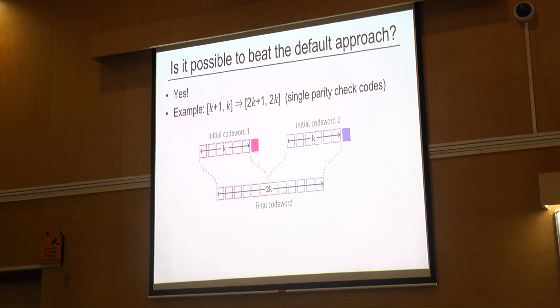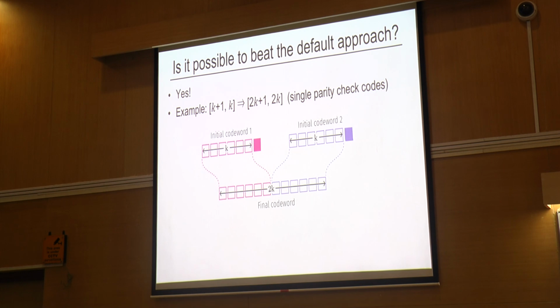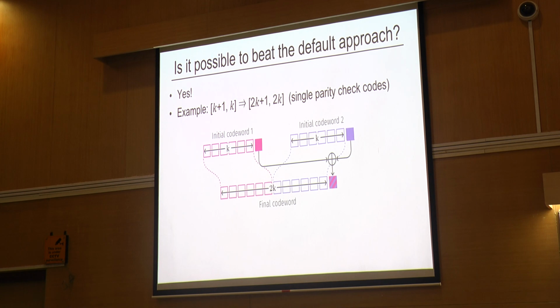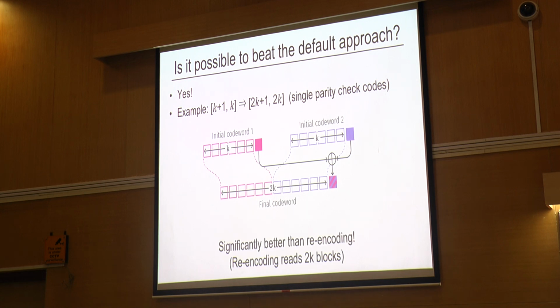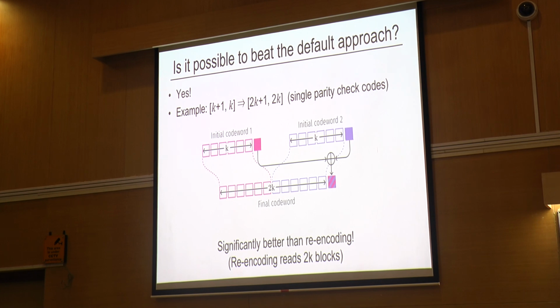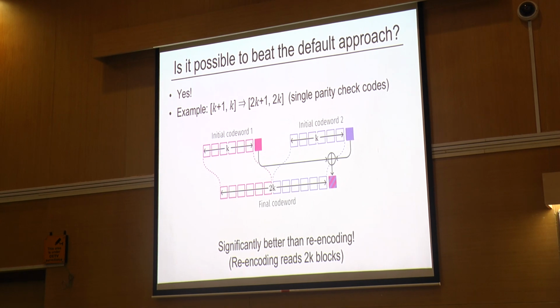We can generate this single parity check parity block in the final code word by combining the two initial parity blocks that we have, right? Because those are XORs of the k blocks, and we want one final XOR, we can XOR those two. So this is significantly better than re-encoding. Re-encoding would have required us to read 2k data blocks, and now we are reading only 2 blocks. Right? So this is good news that now we can actually do better than re-encoding. So there is motivation to study this further in a more formal way.